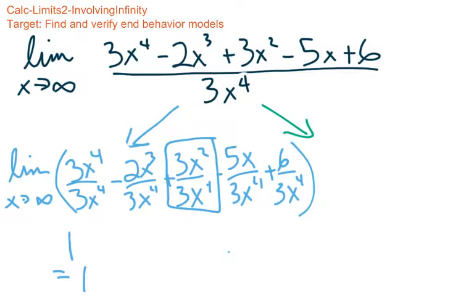We end up just getting 1. But this one cancels out to 1 over x squared. Okay? And that is 1 over a really large number. So that's practically 0.